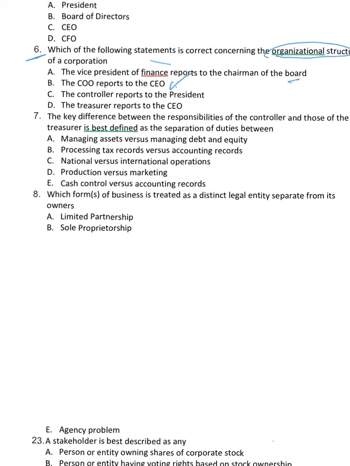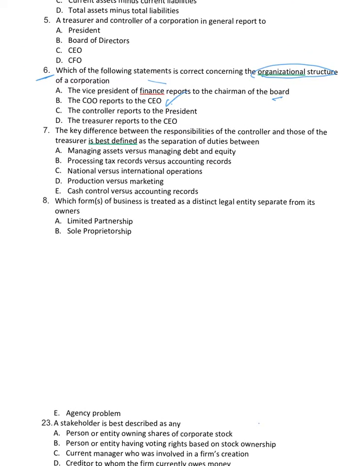All right, so let's go to another question that is also important, which is number 7. The key difference between the responsibilities of the controller and those of the treasurer is best defined as a separation of duties between what? Before going into the details, I just want to remind you of the organization structure again. Both the treasurer and the controller report to the chief financial officer, the CFO. The treasurer is responsible for handling cash flow, managing capital expenditure decisions, and making financial plans. The controller, on the other hand, handles the accounting function, which includes taxes, cost and financial accounting, and also the information system.